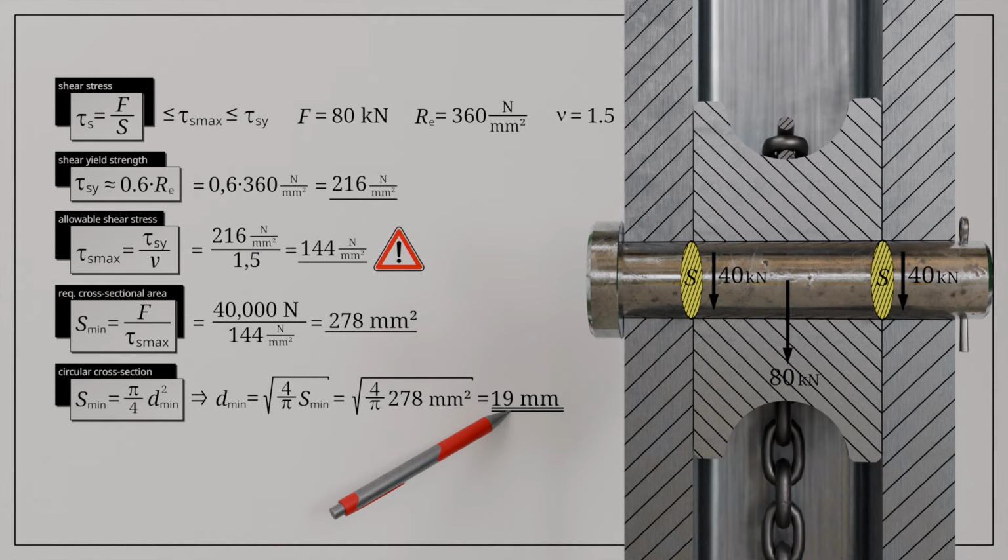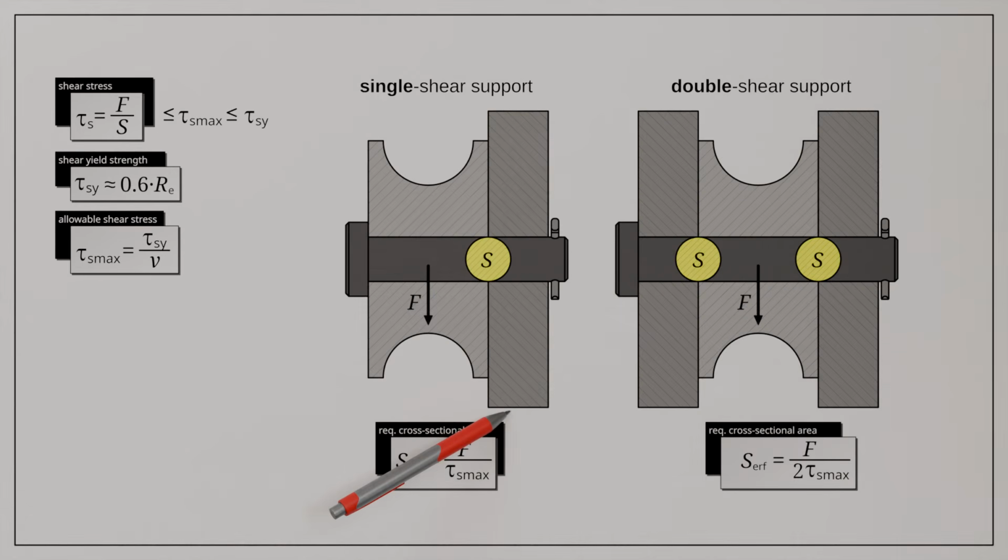In conclusion, the most important formulas for designing components subjected to shear loading are summarized once again. As demonstrated, it must be distinguished whether a component with single-sided support is subjected to shear at only one location or, in the case of double-sided support, at two locations. Accordingly, the applied force is distributed over one or two cross-sections. In a so-called double-shear configuration, only half of the force acts on each individual cross-section. This assumes that the cross-sections subjected to shear are symmetrically arranged with respect to the applied force.